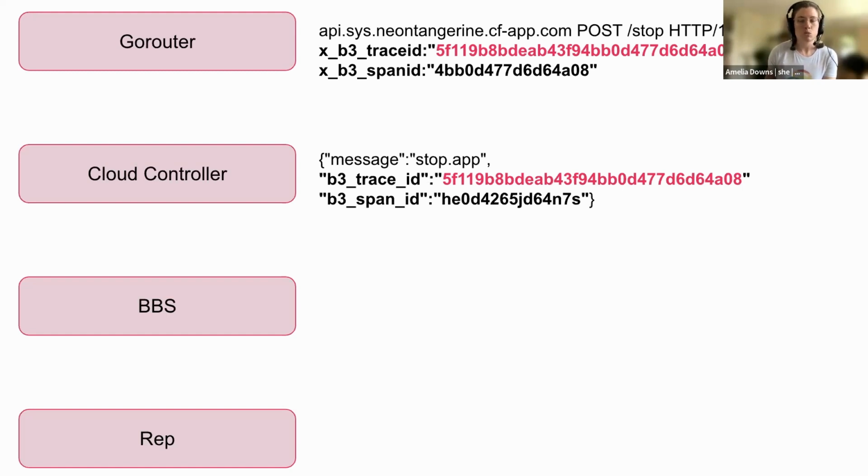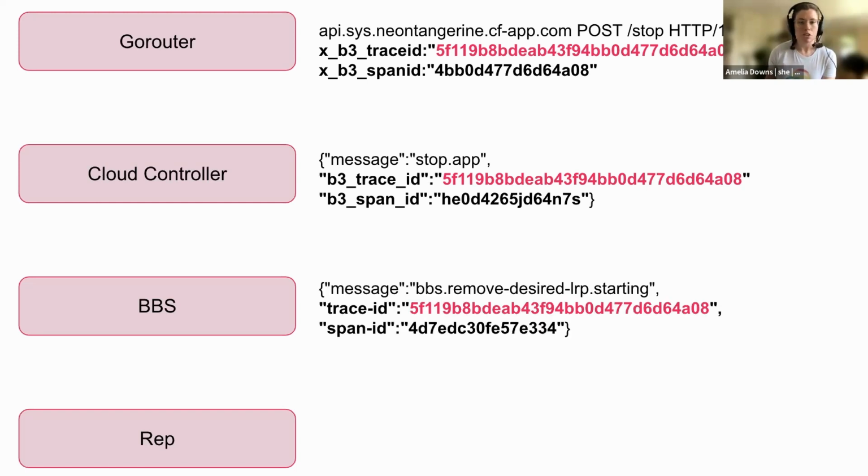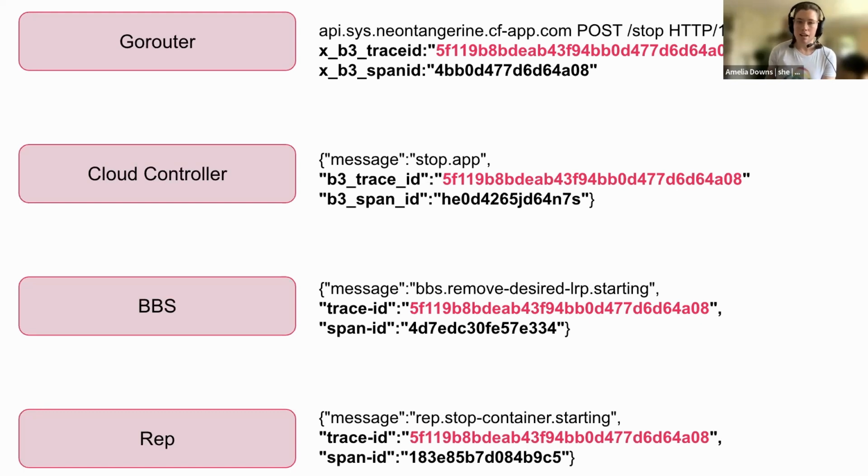Look, I found a matching one in the Cloud Controller logs. The log line says stop app, and I can see that it's correlated to the exact same action because it has the same trace ID that was in the access log. Oh, look, I found another matching trace ID in the BBS. And so I know these logs are correlated to the same stop action. And yet again, I see the same trace ID in the rep logs. So I was easily able to find the relevant log lines, no matter how busy those log files are.